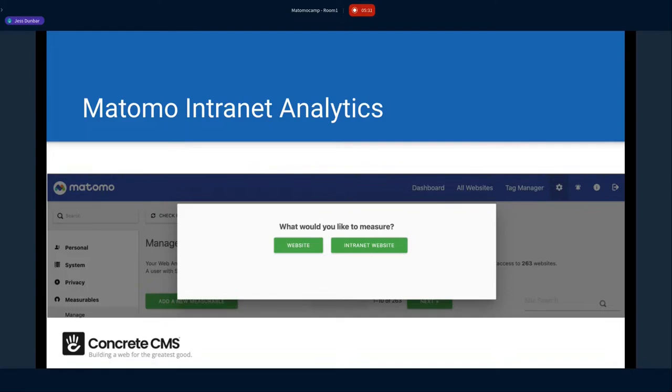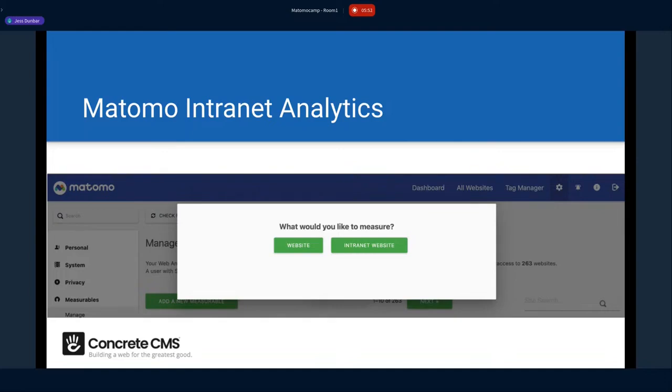And a couple things with the intranet analytics that I love from Matomo is you can set up Matomo intranet analytics with no internet access, and that can be important, especially to government places that need to host their analytics on premises.